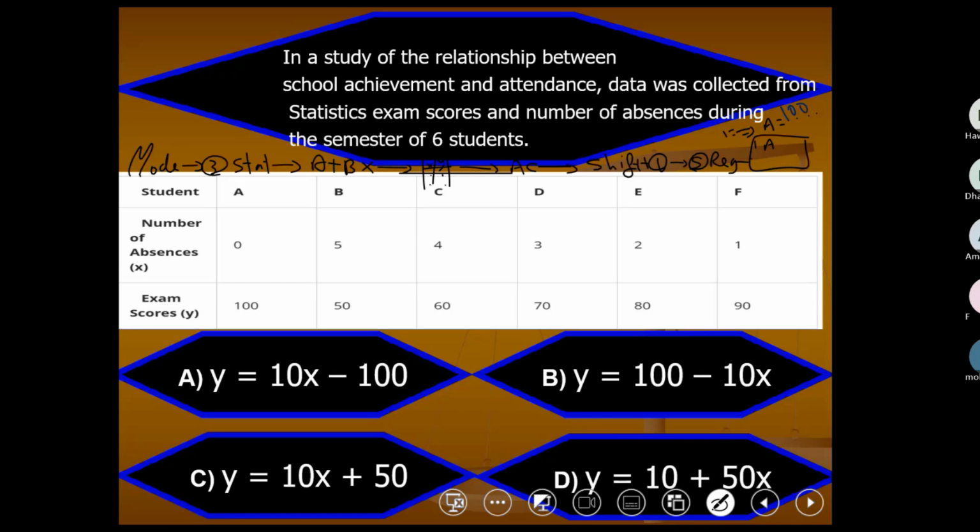Now, no need to input your data again. Again, shift and 1, and then go for reg again. But this time you press number 2 because it will give you the slope B. So press 2 and press equal. So B will equal to what? Minus 10. Perfect. So my equation should be A plus BX: Y equals 100 minus 10x. So where is Y equal to minus 10x plus 100? The right answer is B.